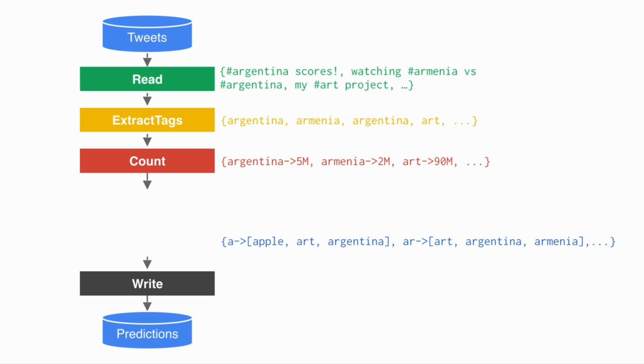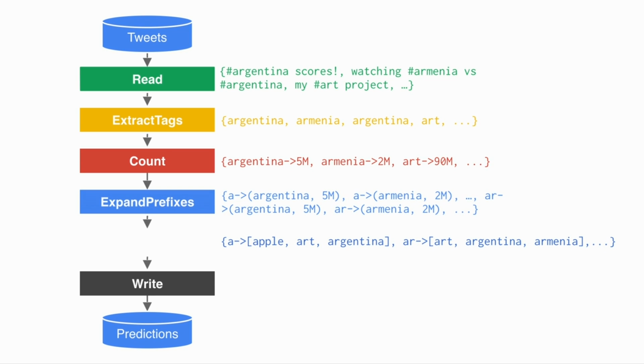Now, looking back at my results I want to get, I'm reminded that I want prefixes of all these hashtags. So let's expand all the prefixes. Let's take every one of these hashtags and explode it into all the prefixes of the hashtags. So expand the prefixes. And now this is what we have.